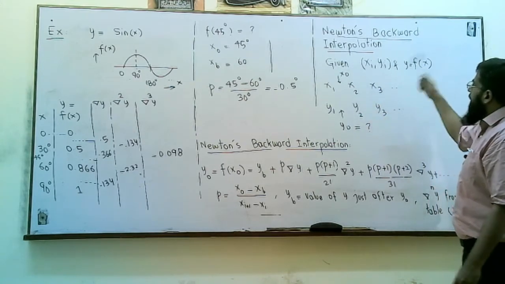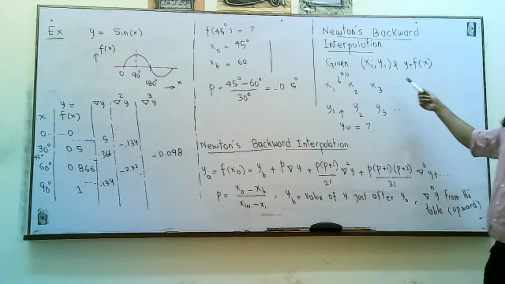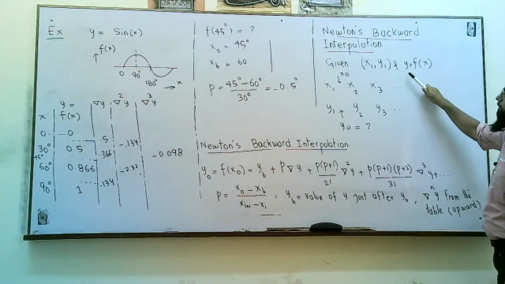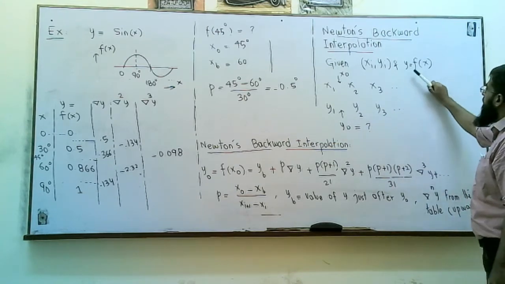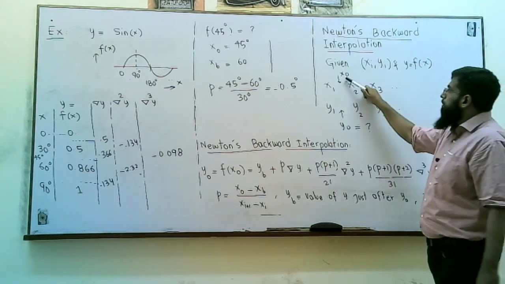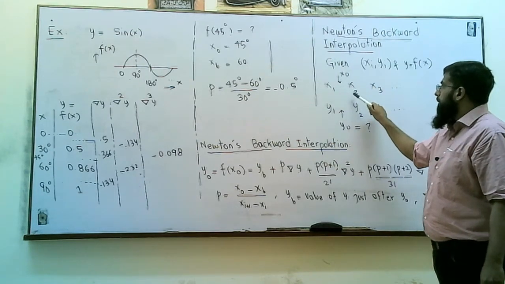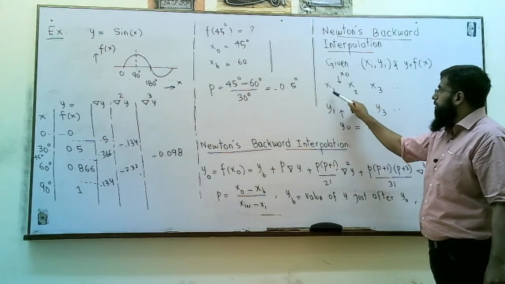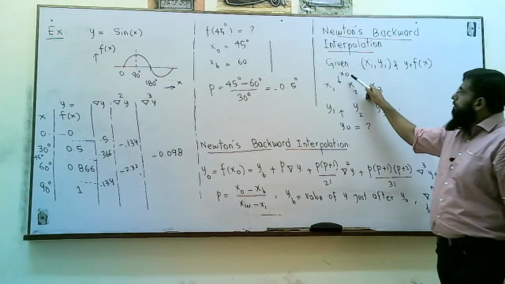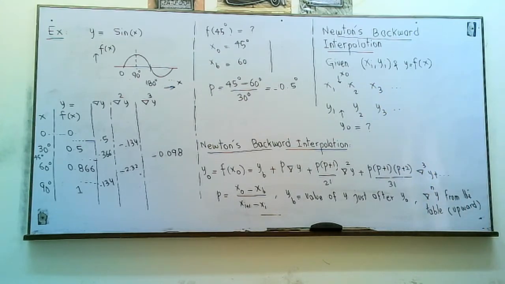Right, the thing that is given is the same as it is given in Newton's forward interpolation method, the set of data points x, and y, the second set, is the function of x. And for any given value of x naught that is in between the two given values of x, maybe it can be between x2 and x1 or x3 and x2 or x4 and x3 and so on, we have to find the corresponding value of y, and we call it y naught.